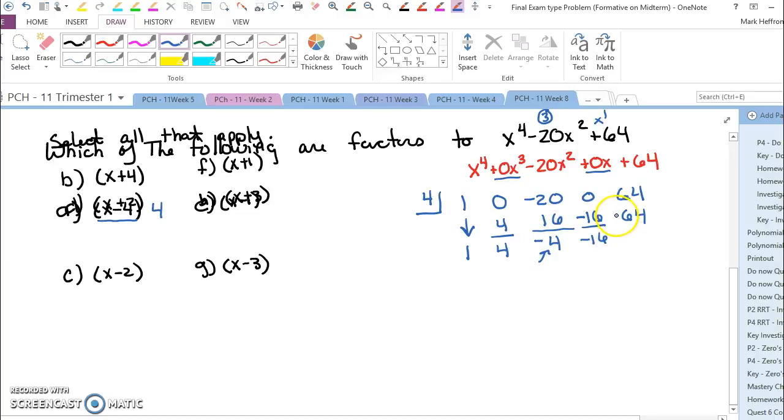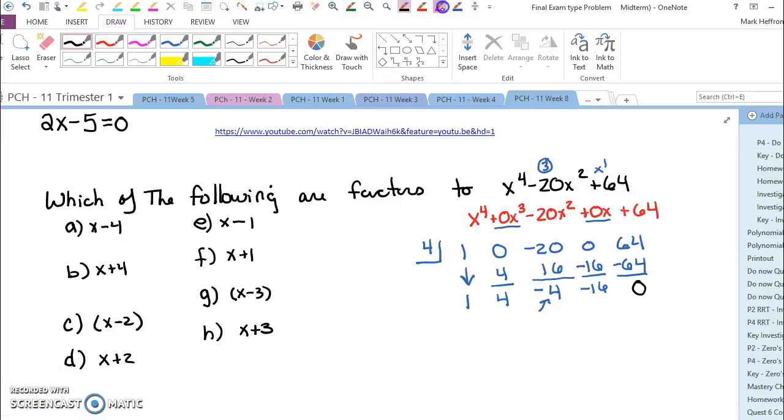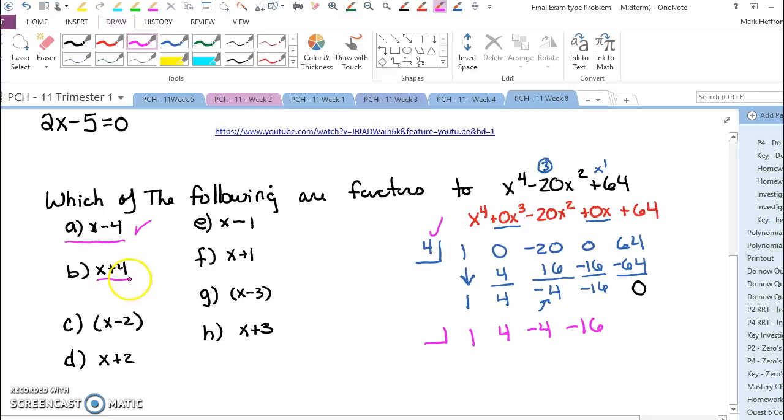making these negative 16, this negative 64, and 0. So I know that 4 is a 0, x minus 4 is a factor, but I can also start again with the same leftover polynomial with a new factor to see if others work. Maybe I'll try negative 4 now.